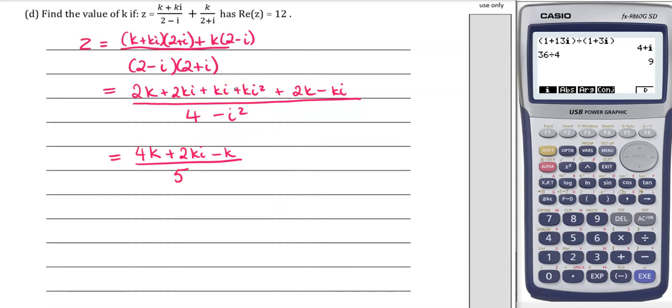If you're doubting yourself when you're doing this in the exam, of course, you can just type in 4 minus i squared if you just want to double check your negatives and everything, just to feel a little comfort there. Okay, so now we have 3k plus 2ki all over 5. And we were told that the real part of z is equal to 12. So the real part of this, if we separated that fraction, that'd be 3k over 5 plus 2k over 5i. And the real part would be this bit here. So 3k over 5 equals 12.